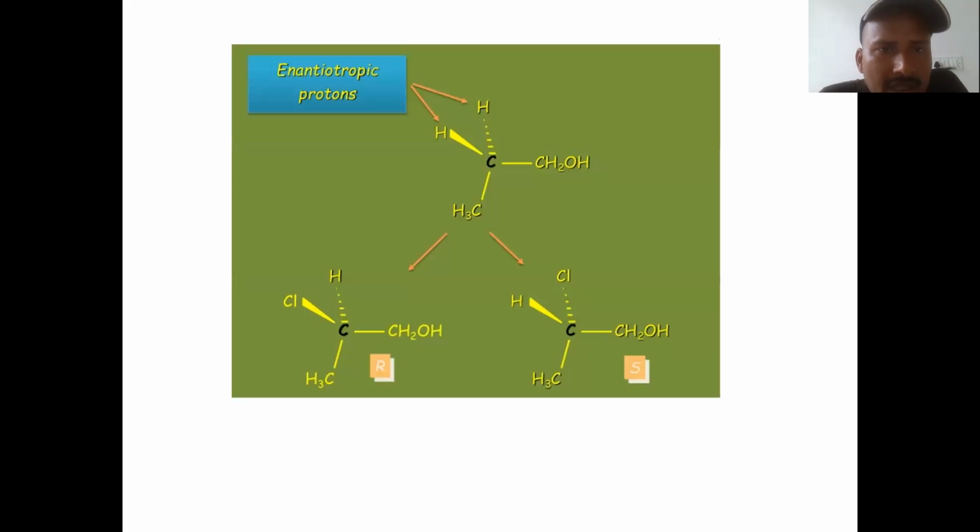Next, taking an example, we will define an enantiotopic proton. You can see this compound has enantiotopic protons, and by reaction with chlorine, they generate two chiral compounds. One is R and the other is S.